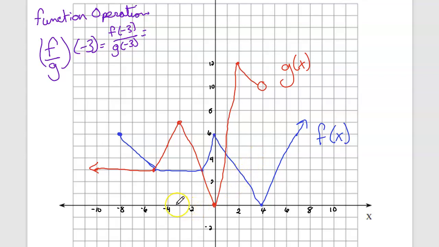So I'm going to come over here to x being -3. I'm going to draw a dashed line here at -3. I'm going to find where it hits my f function, the blue function, which is at 3. And then I'm going to find where it hits my g function, which is here at 7. And so f divided by g at -3 would be 3/7.